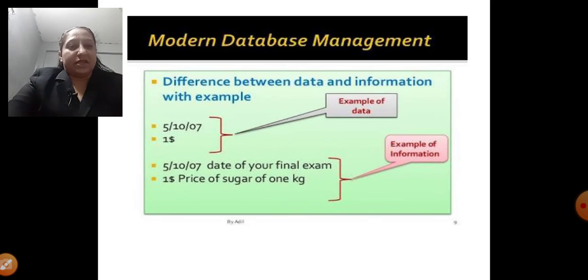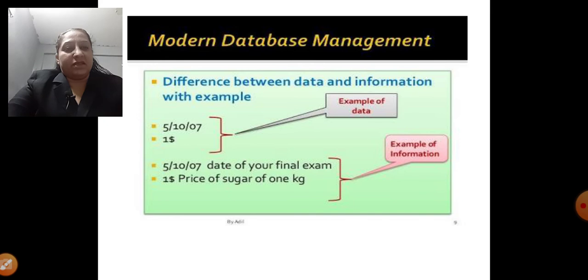Again, there is one example written: 5/10/07. You may get an idea, yes, this is indicating a date, but the date of what? It can be today's date, it can be a date of birth of somebody, it can be the manufacturing date of something, expiry date of something, but you need to indicate clearly what this date is of. At last downside it is written, this is the date of your final exam. So this is the clear indication. From this, when you read this, you clearly understand this is your final date of exam.